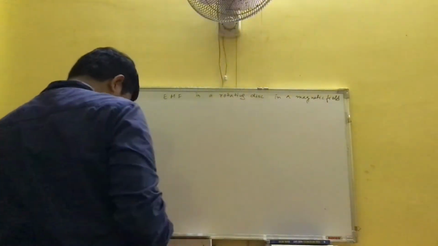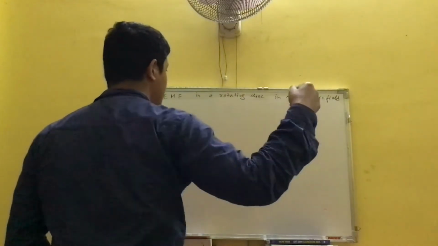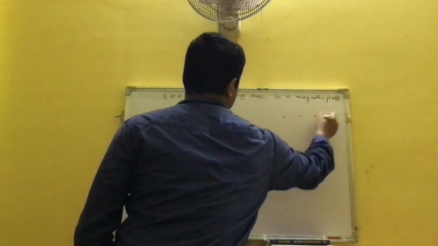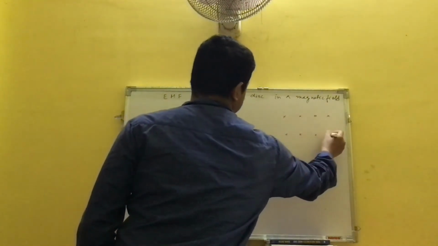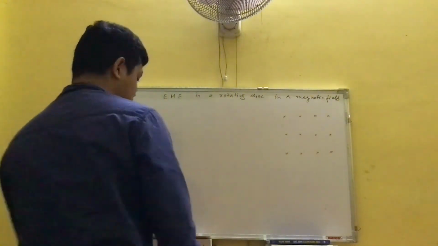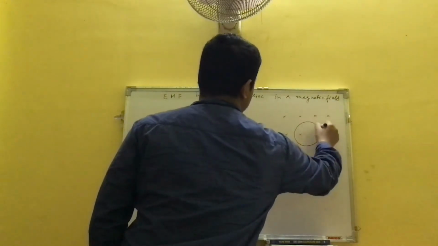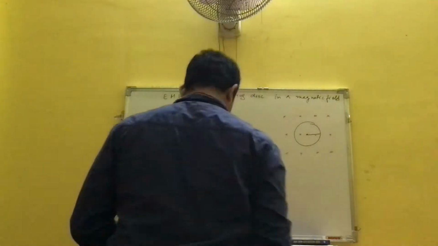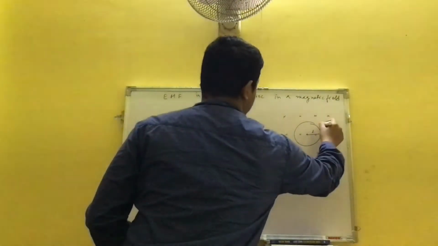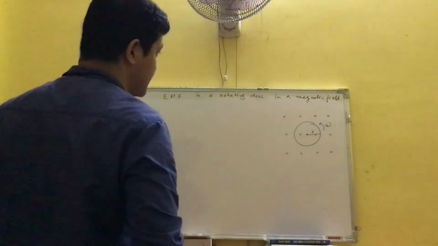Right? So here again let me consider this direction into the board, normally into the board. Let us consider these are the magnetic field lines going into the board, and in this magnetic field a disc is rotating. This disc is rotating and its radius be suppose L, and it is rotating with angular velocity omega. Right?